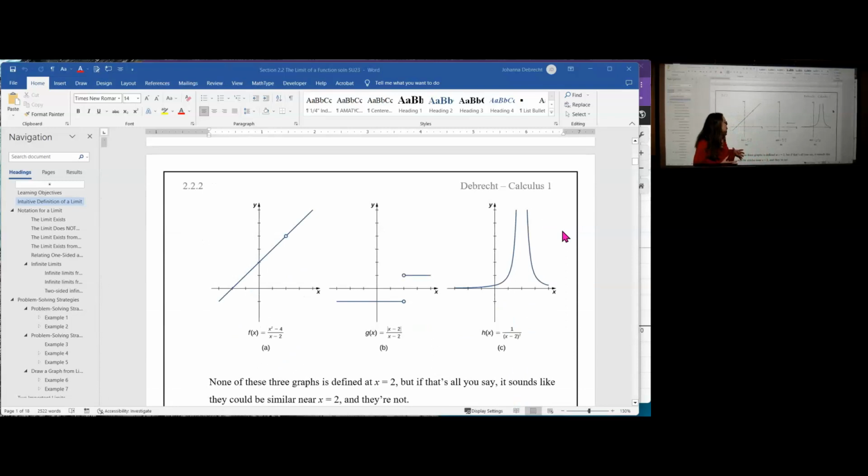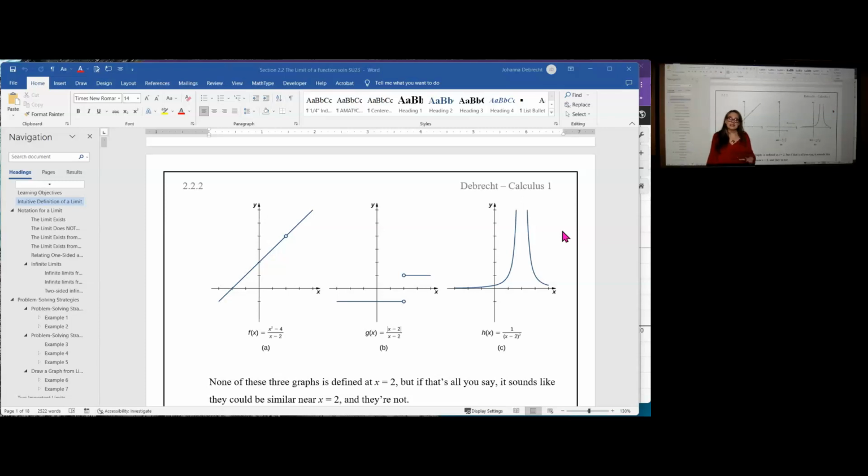Now let's take a look at the graphs. We're going to focus first on the graph on the left. If you look at this graph, you'll see it is a line, with the exception that when x equals 2, we have a hole in the graph, like a pothole in the road. The road continues on both sides, but at one point, the road is just missing. Now, notice that none of these three graphs is actually defined at x equals 2. In all three graphs, there is no y value for x equals 2.